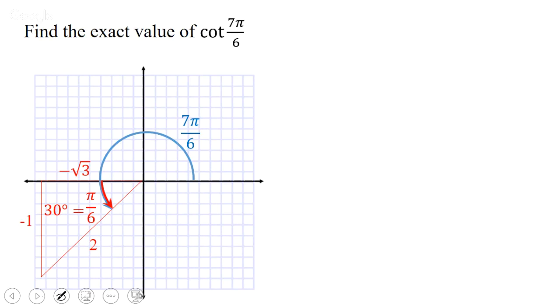So now I have my triangle. I got to find cotangent. Well, cotangent is a reciprocal of tangent, and tangent is opposite over adjacent. So cotangent is adjacent over opposite. So adjacent over opposite is negative square root of 3 over negative 1. A negative over negative is a positive, and anything over 1 is itself. So it's just going to be square root of 3 for cotangent.